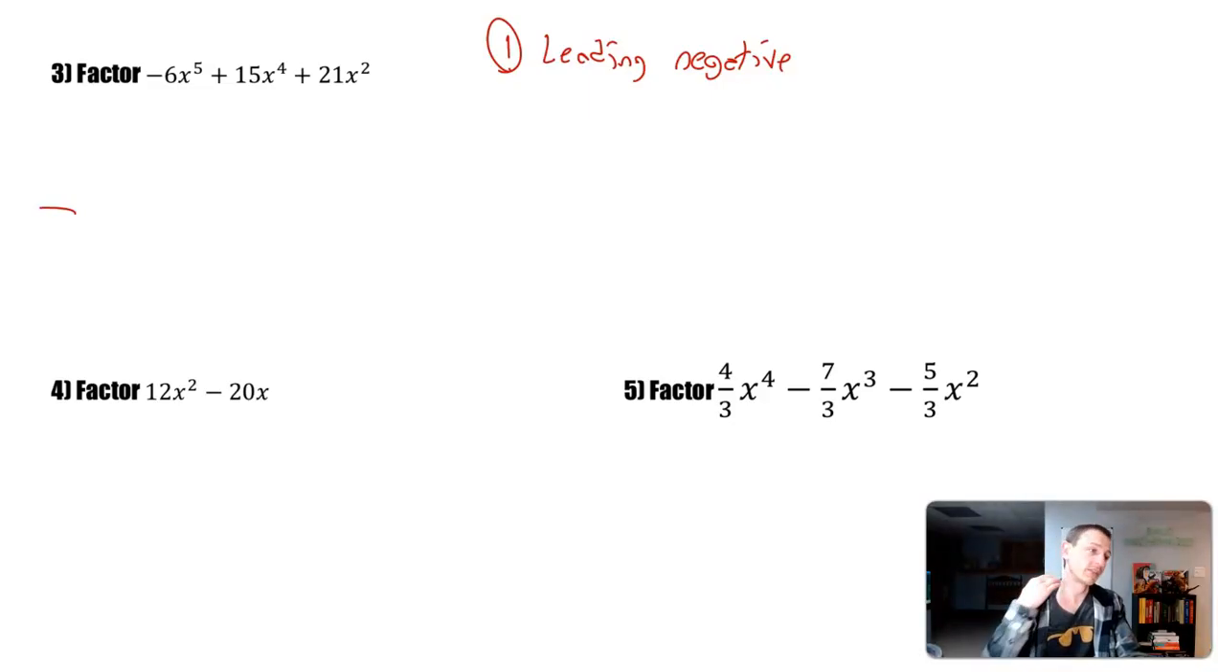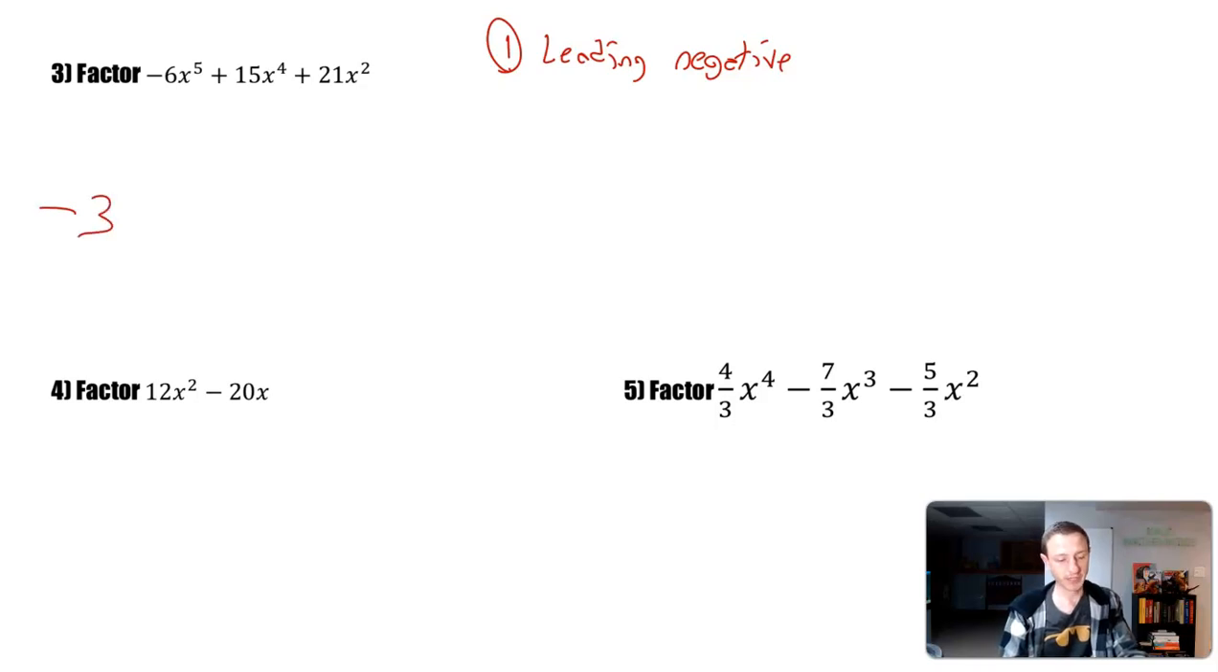What number goes into 6, 15, and 21, if any? Well, first of all, 6 is even. 15 and 21 are not even, so we know 2 is not going to work. And then 6 is 3 times 2, so does 3 go into all 3 numbers? 3 goes into 6, 3 goes into 15, 3 goes into 21? Yes. And that's it. Because 6 doesn't go into 15, and 6 doesn't go into 21, so we can't do 6, but we could do 3.